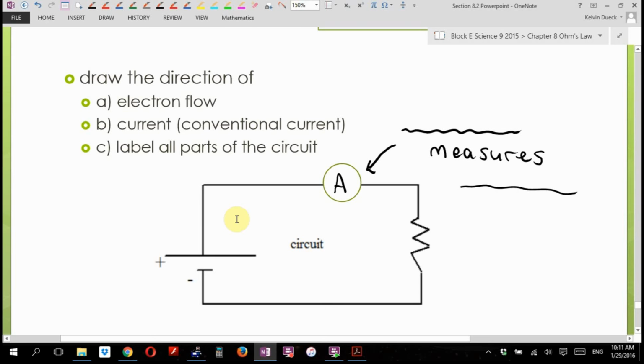Draw the direction of the part A, electron flow. Electrons flow from what to what? From negative to positive. Electrons flow this way. Which is what's happening in real life. But mathematically, that just means, Danielle, we're dealing with negatives all the time. The current flows from positive to negative.